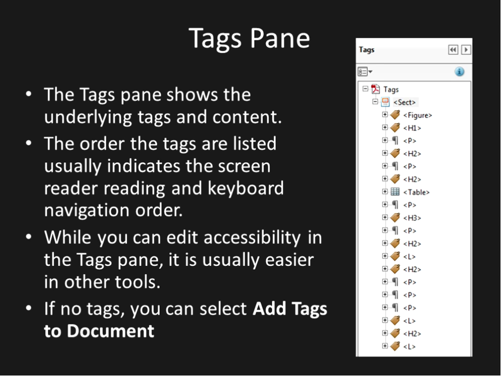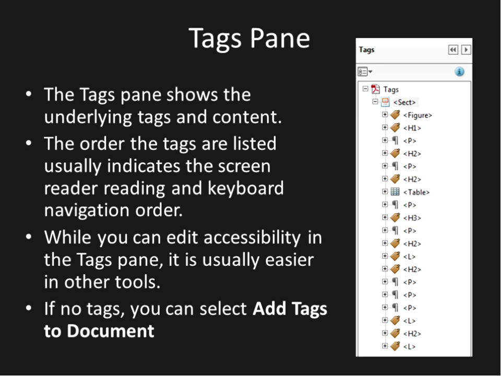Now, if you have a document that is not tagged, meaning there is no accessibility information, there is an option to do Add Tags to Document. And Acrobat Professional will go through and analyze the document and take its best guess as to the underlying structure of that document and will automatically generate tags. But it does guess a little bit.